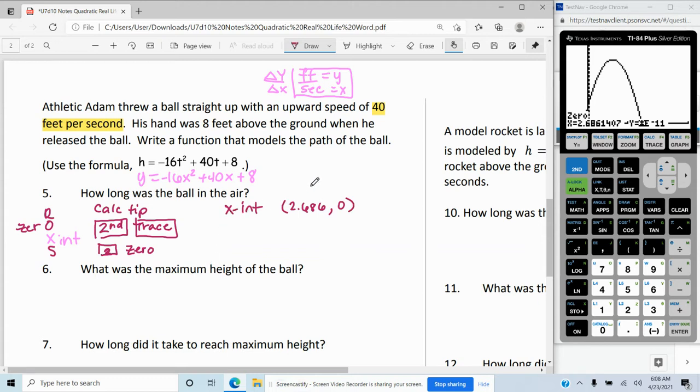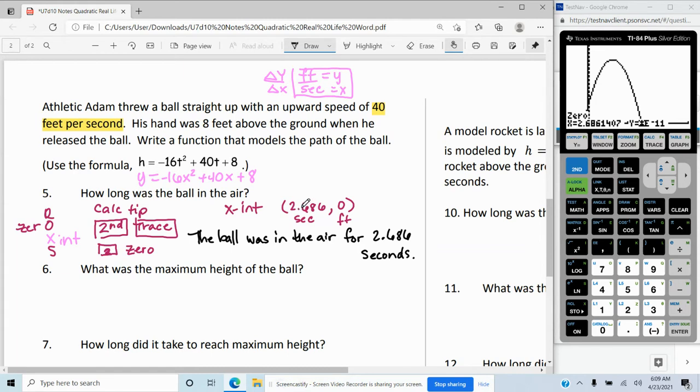So how long was the ball in the air? We know that X is all about seconds, and we know that Y is all about feet, and it was in the air for 2.686 seconds. So I'm going to write that right here. The ball was in the air for 2.686 seconds. Hope that helps.